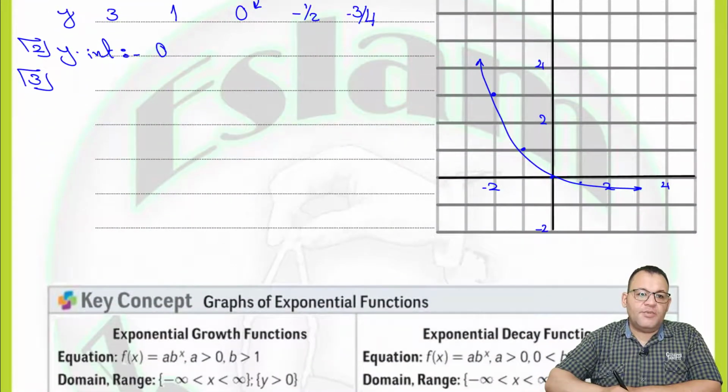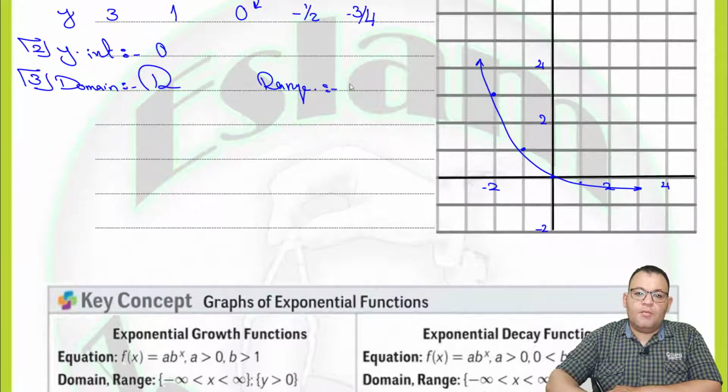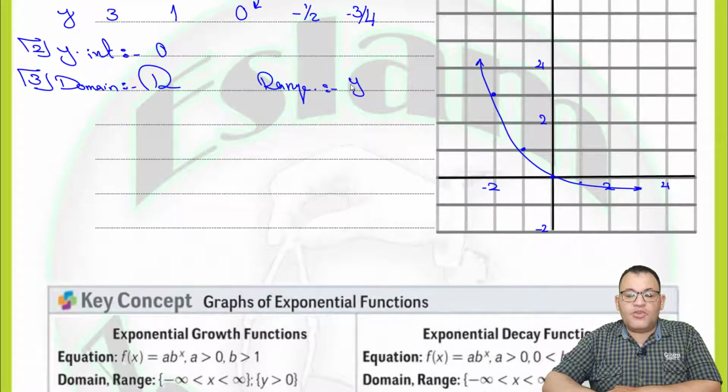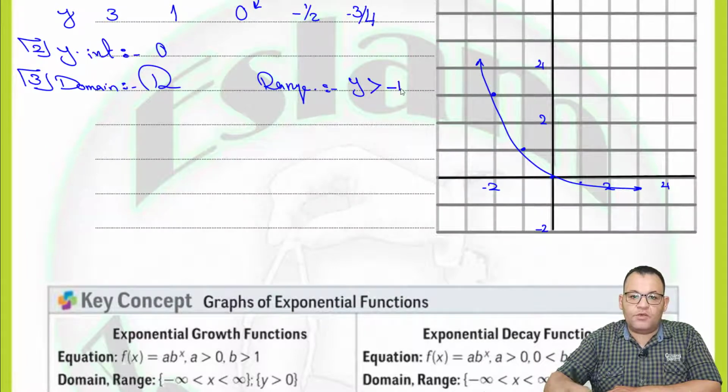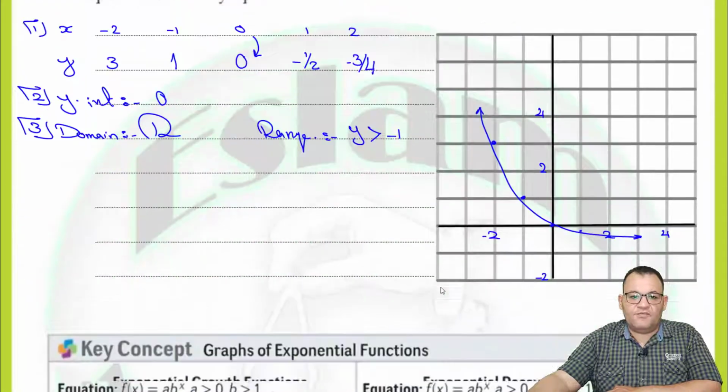So we can find the domain and range. The domain for any exponential function is R. But now the range will be different. Because the graph is going 1 unit down, you will find that y is greater than -1. Just look at this number. You will find that the graph is going 1 unit down, so y is greater than -1.